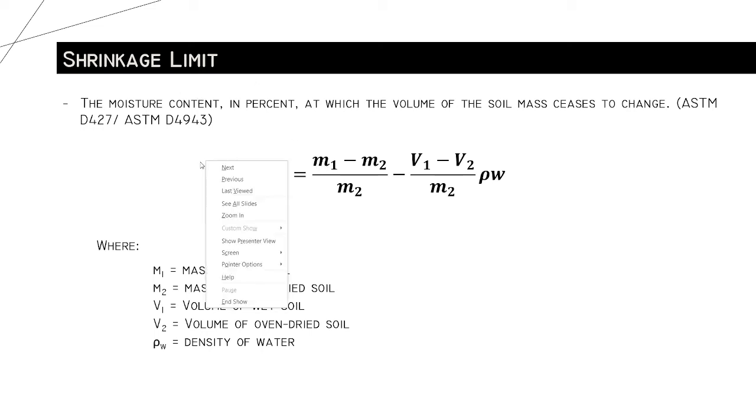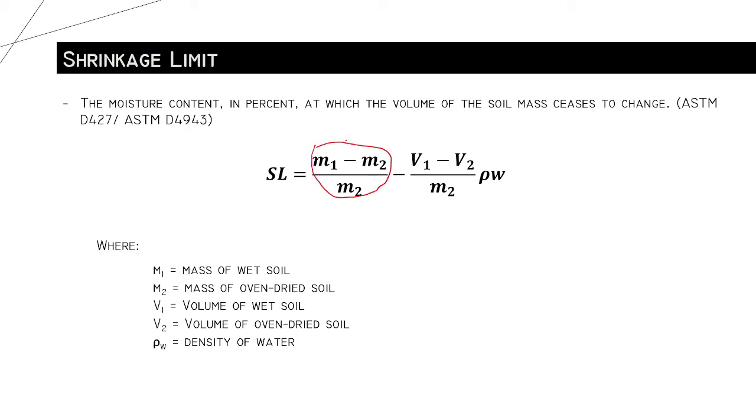So this is equal to the moisture content. And then the change in volume, or the volume of wet soil minus the volume of oven dried soil all over the oven dried mass, times the density of water. So in the calculation of the shrinkage limit, very small volumes of soil sample are used. Therefore, the units are in grams and cubic centimeter. So we will use the density of water as 1 gram per cubic centimeter.